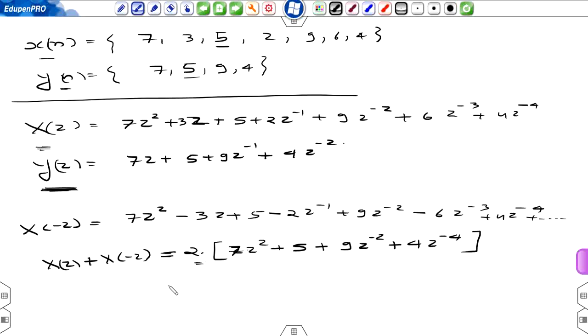Okay, so this is nothing but 2 into Y of z square. Instead of z, put z square, so that will become 7z^2 plus 5 plus 9z^-2 plus 4z^-4. Okay, so X(z) plus X(-z), that is 2 into Y(z^2).